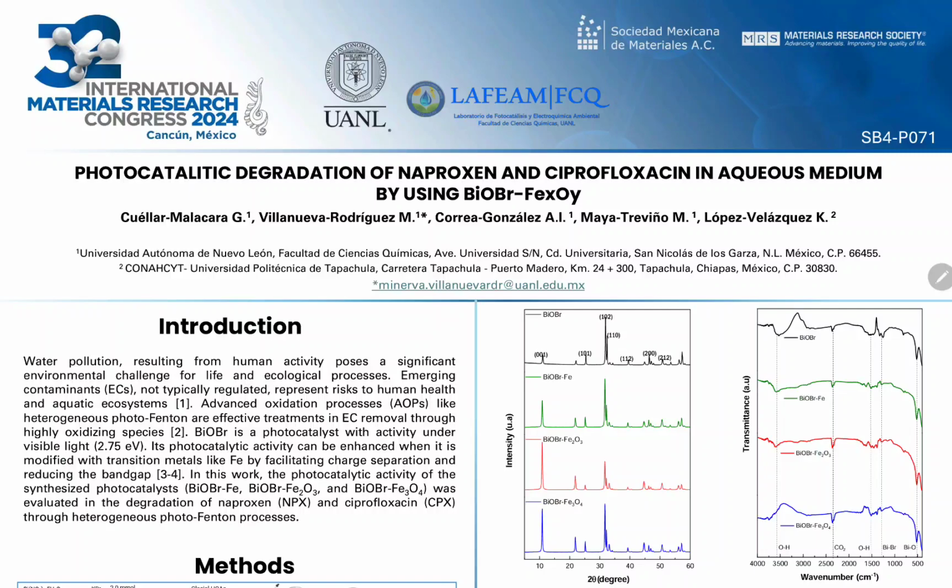Bismuth oxybromide is a photocatalyst with activity under visible light, with a band gap of 2.75 electron volts. Its photocatalytic activity can be enhanced when it is modified with transition metals like iron by facilitating charge separation and reducing the band gap.